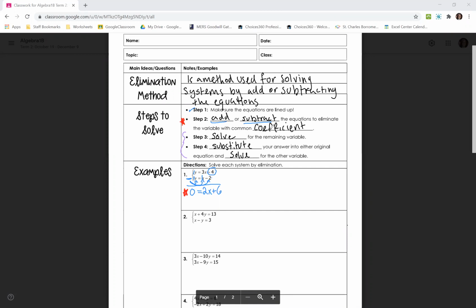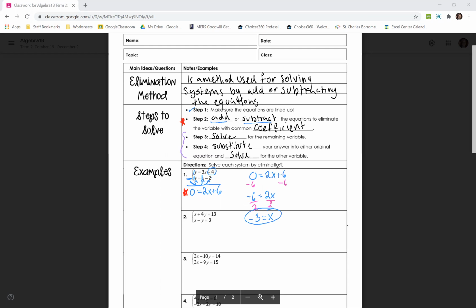So when you solve, you want to get the x all by itself. So the first thing I'm going to do is eliminate this constant over here by subtracting 6 from both sides. Okay. And then I have a negative 6 equals 2x. And then I'm going to divide by 2. And I'm going to have x equals negative 3. Okay, so this is the same as before.